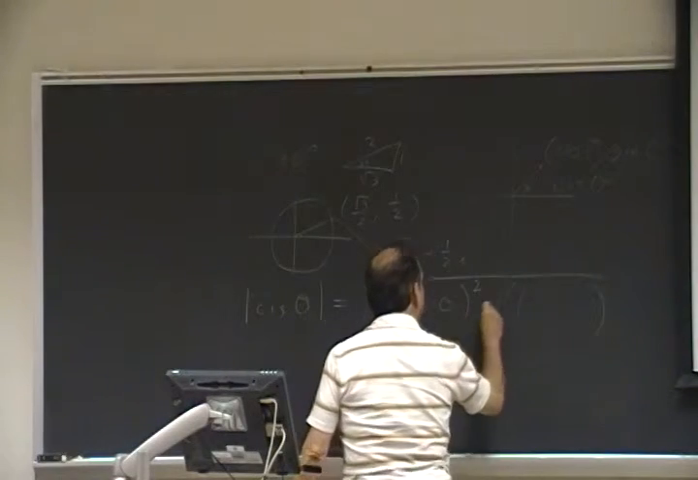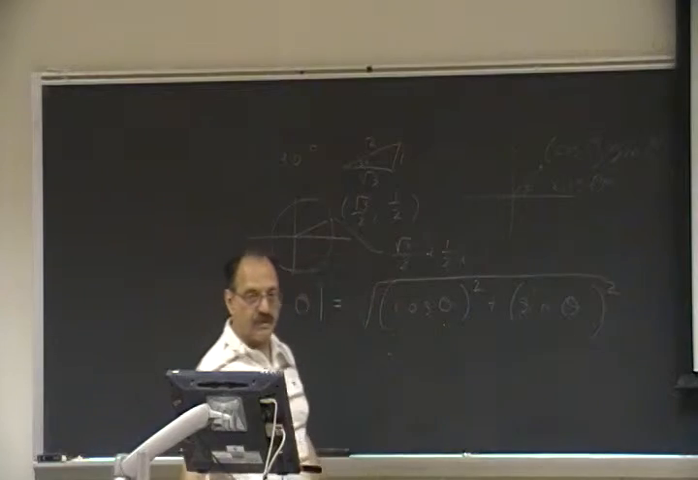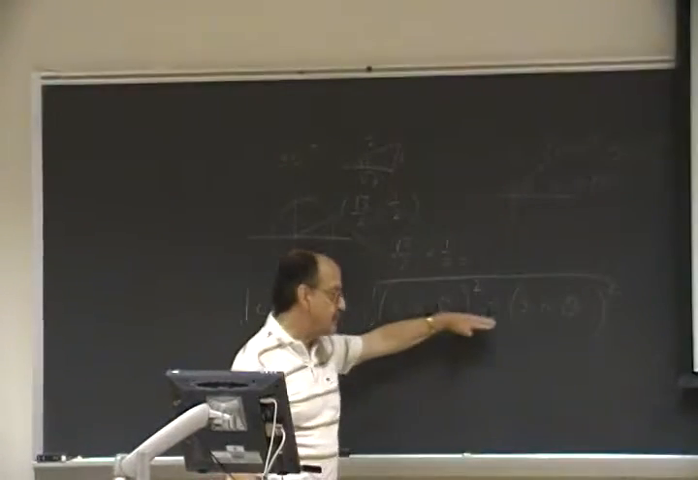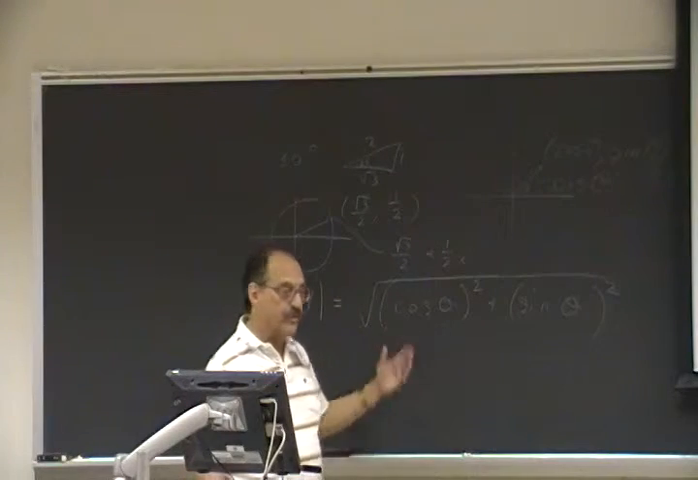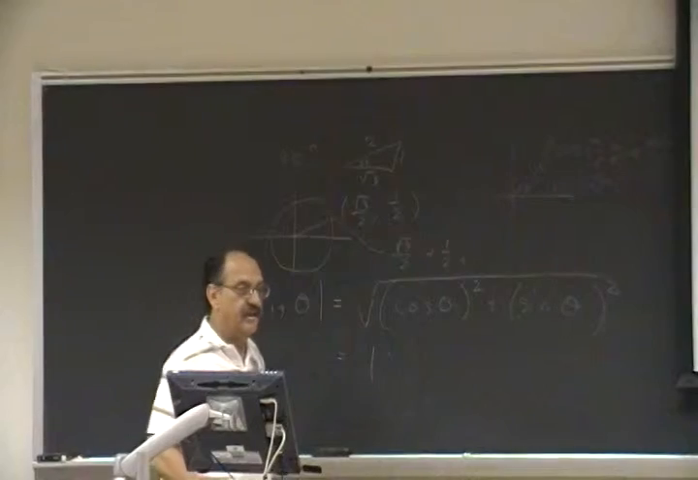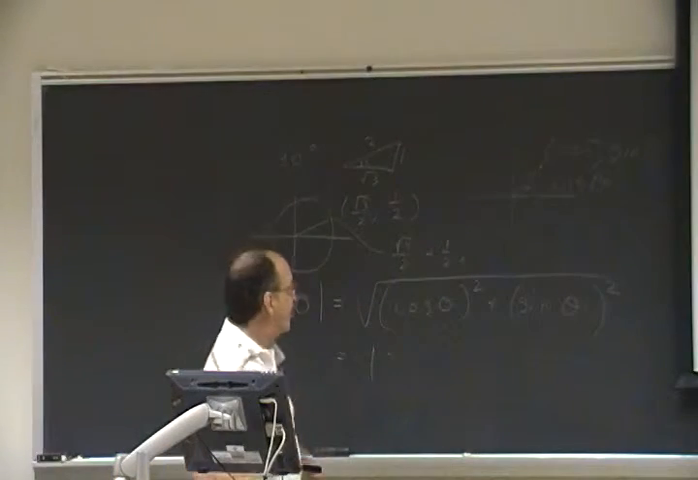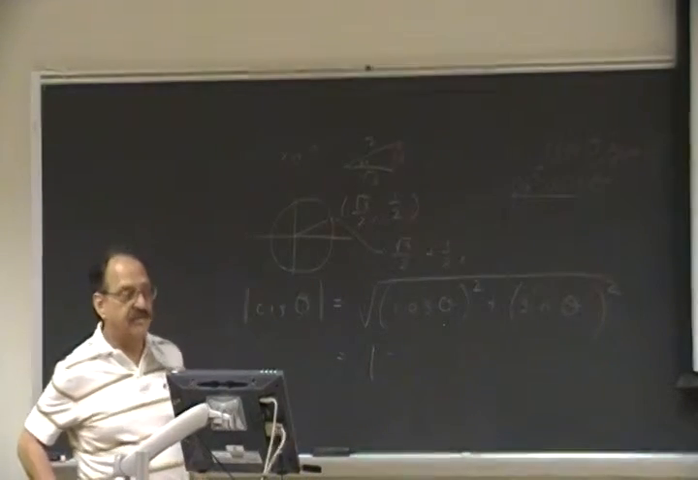Cosine theta, sine theta. Square root of the sum of the squares of those two things. What's cosine squared plus sine squared? 1. Square root is 1. Cis of any angle has magnitude 1. We use radians. Over here I used degrees. Technically we should be using radians.